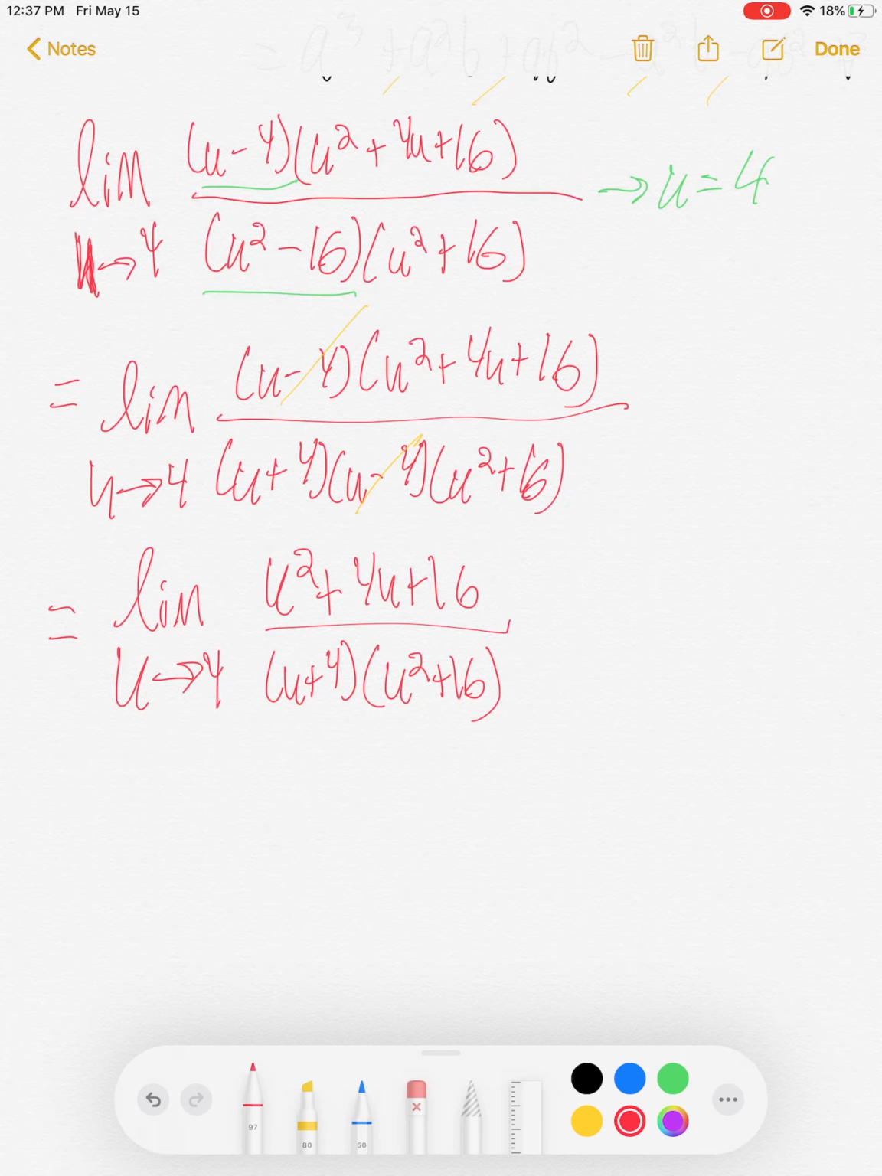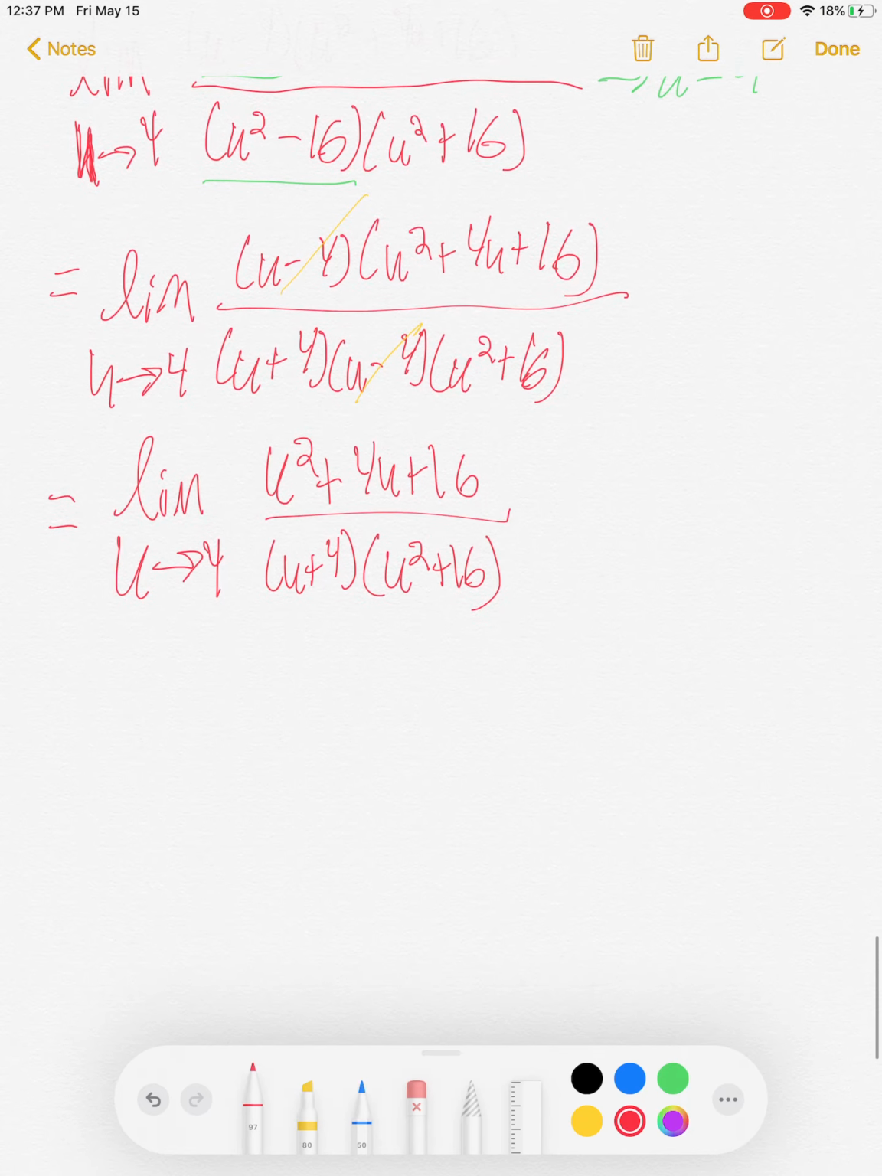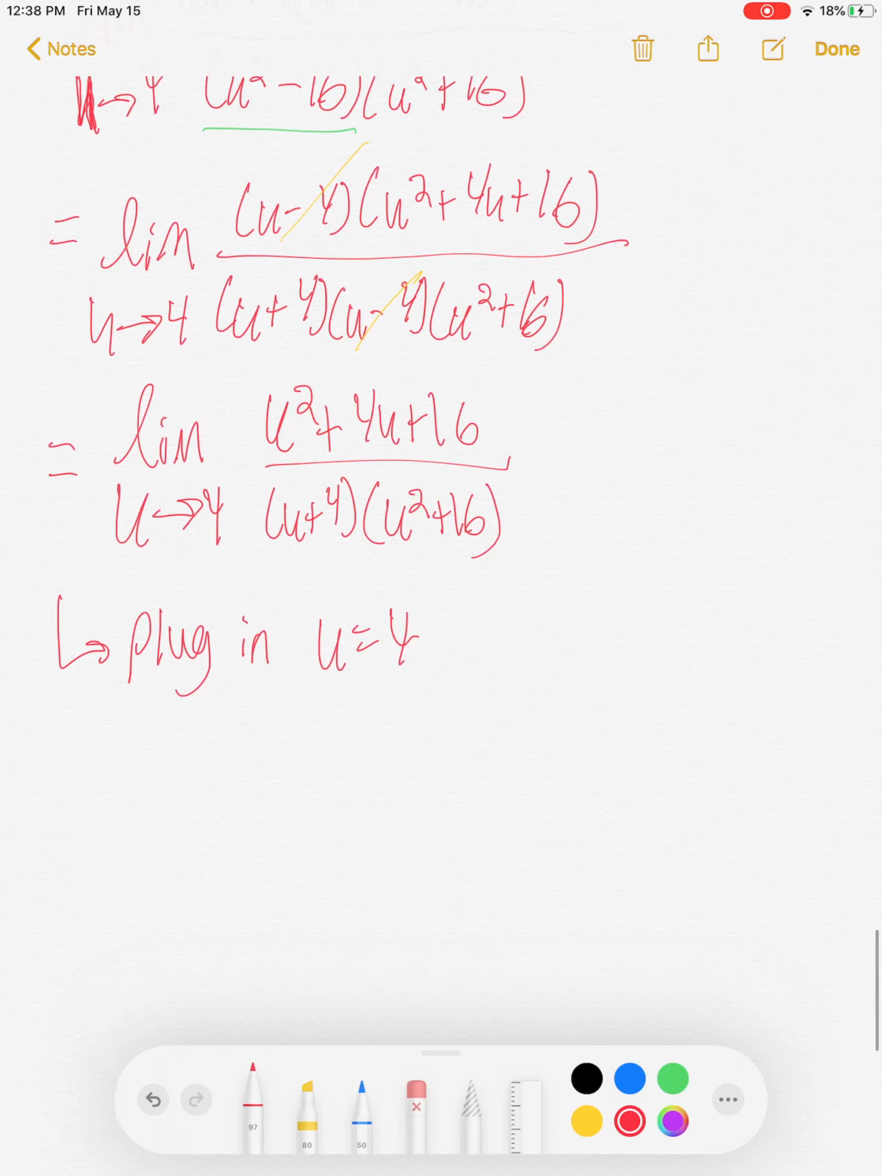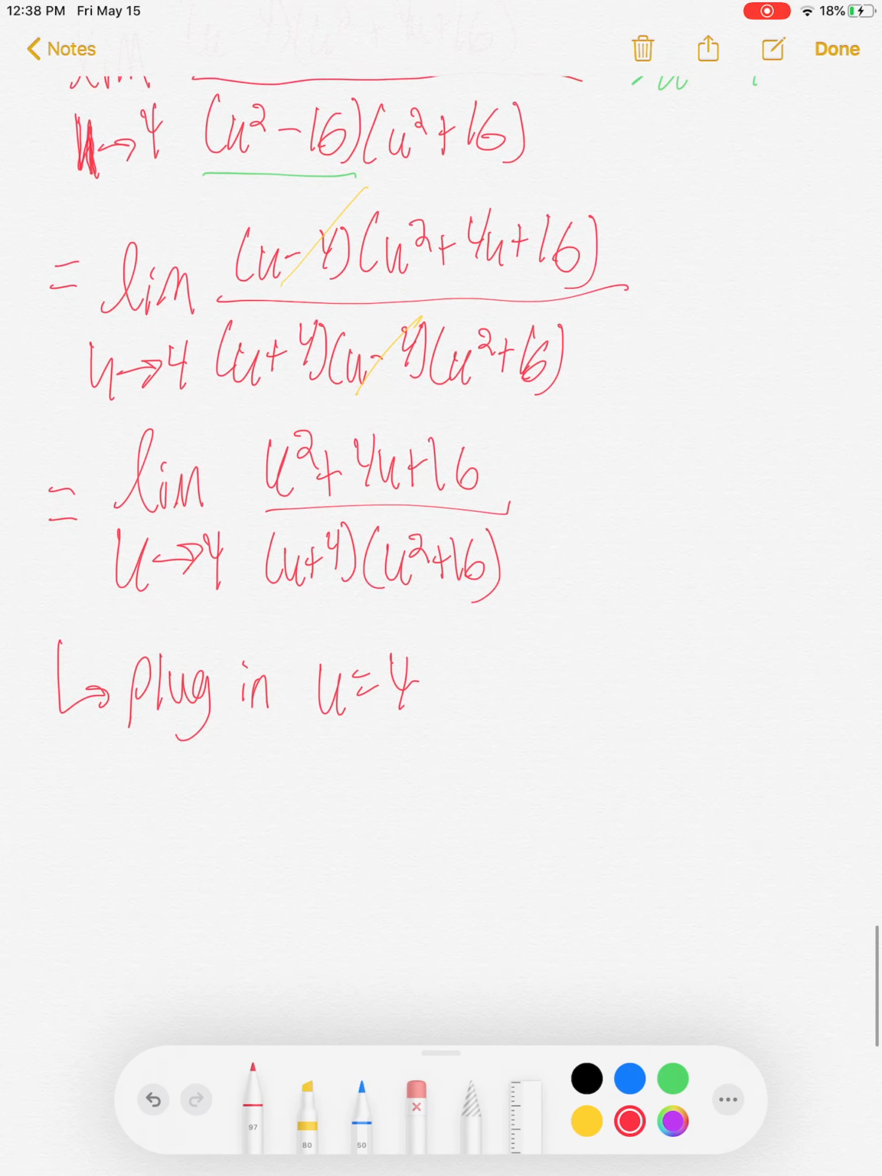And this is something which we can plug u equals 4 into. I'm not going to go through it here. You can do that. It's just a little bit of computation, which you are totally capable of doing. So I'll just circle that, plug in u equals 4. Whatever you come out with, that will be your solution. Okay?